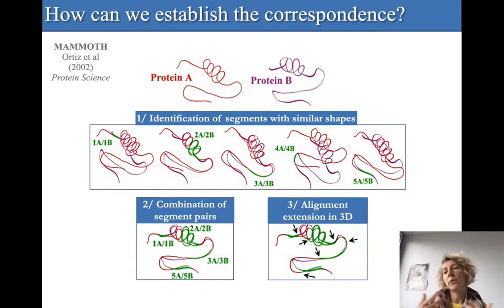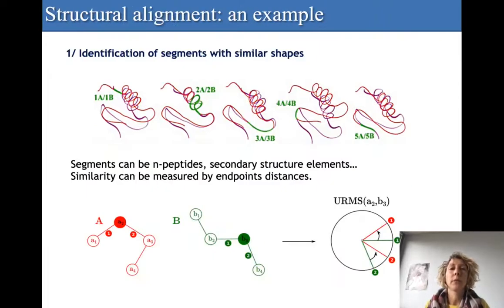A naive strategy would be, well, it's not so naive, but a strategy, let's say, which is essentially what's implemented in Mammoth, will be first to identify some segments which are of similar shapes between the two. Then try to combine these segment pairs and extend the alignment. So use these segment pairs as seeds, and then extend the alignments in 3D. So how do we do this?